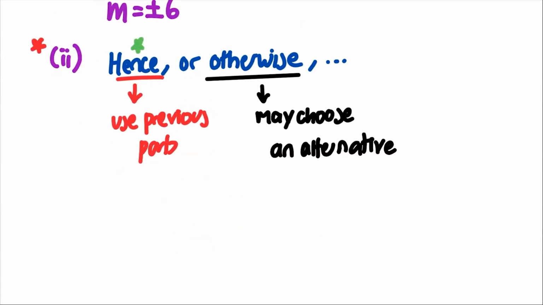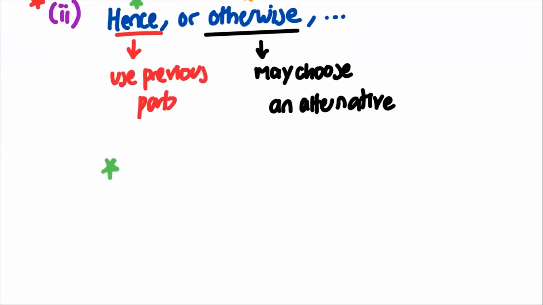Let's color the different things. I call this the green star, and let's choose a different color. Orange. Okay, so the green star and the orange star, the different methods. Let's start with the green star first, the hence method. The hence method is very straightforward. We use the previous part.